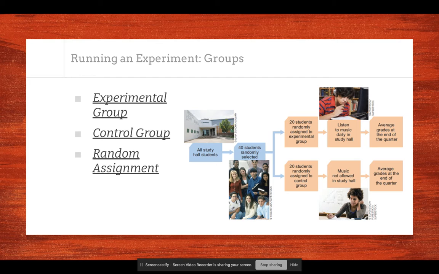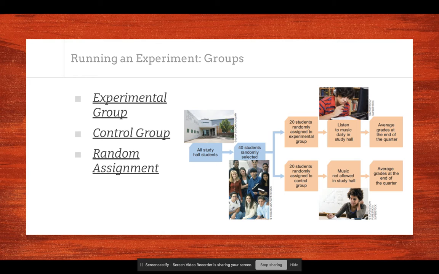The control group, on the other hand, are similar subjects that do not get any special treatment. So it's the kids who don't have music in the study hall and are just regularly studying. It's the people who don't receive the medication or receive a sugar pill instead. Anyone that doesn't get the special treatment.